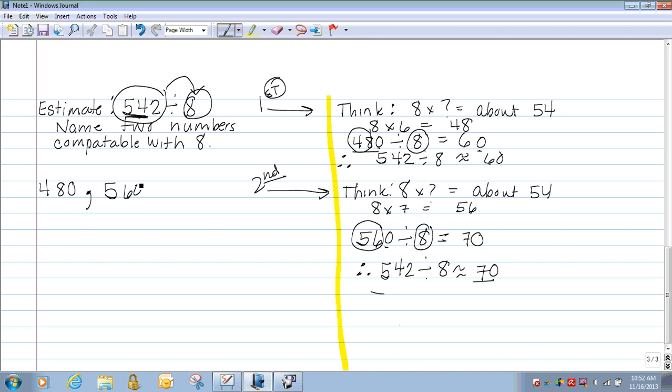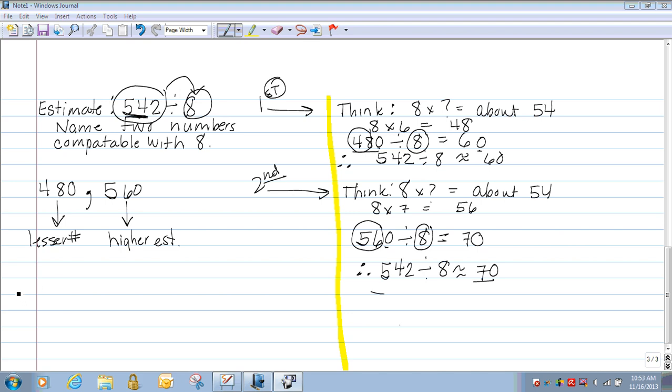Now, take a look. In the first example, we used 480. 480 is less than 542. So 480 would be a lesser number than our answer, or a lower estimate, if you want to say that. And 560 would be a higher estimate, because 560 is higher than our original dividend, 542. Push pause.